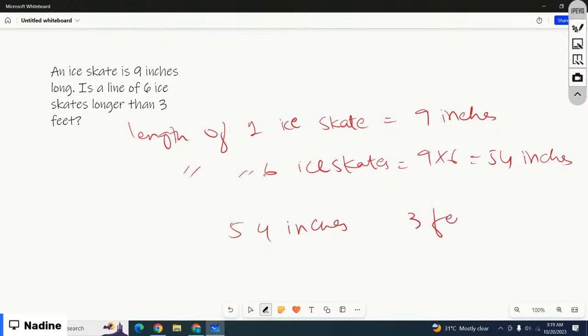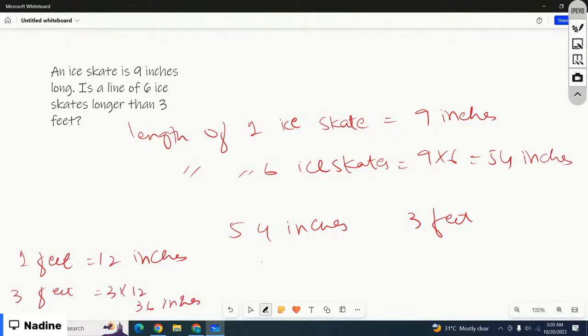3 feet, right? You cannot compare them until they have the same units, right? So 1 foot equals how many inches? In 1 foot you have 12 inches, right? So then 3 feet equals 3 times 12, that would be 36 inches.